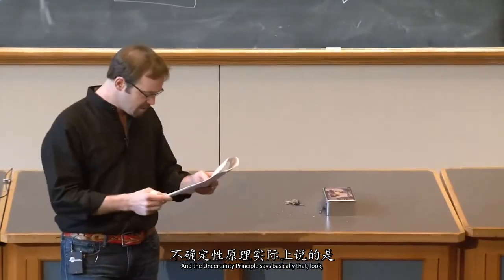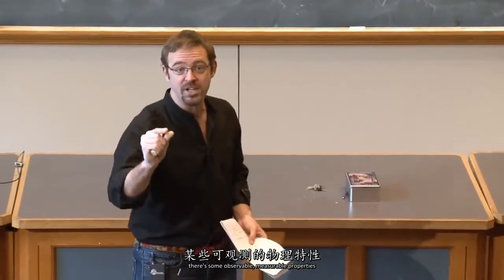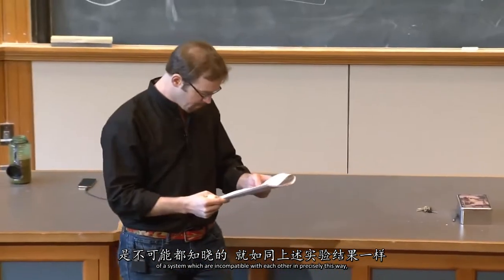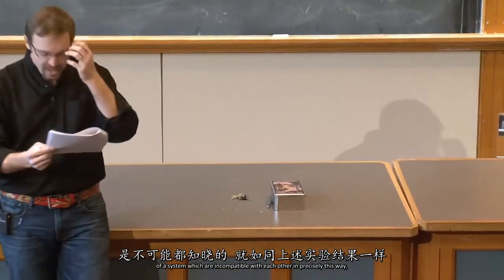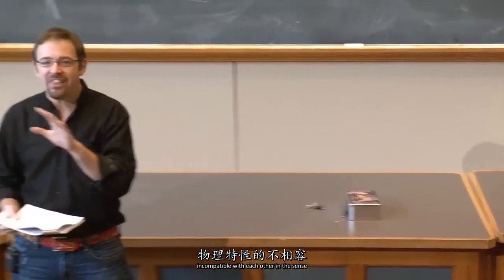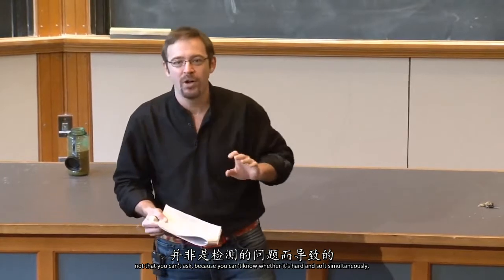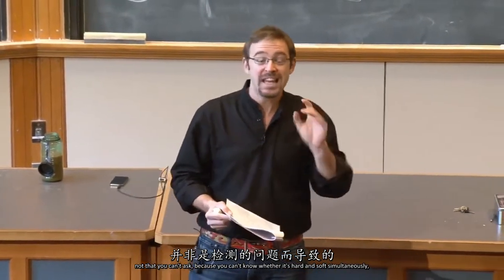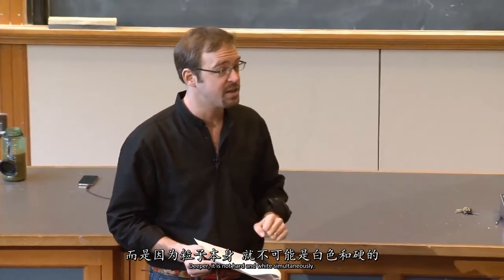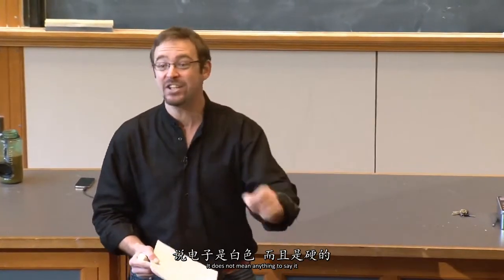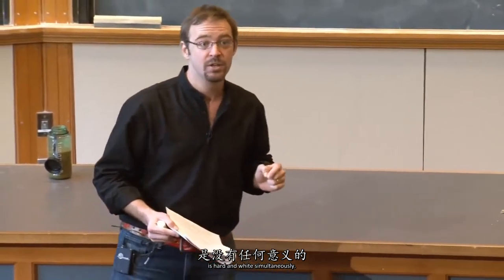And the uncertainty principle says basically that, look, there are some observable, measurable properties of a system which are incompatible with each other in precisely this way. Incompatible in the sense not that you can't know whether it's hard and soft simultaneously. Deeper, it is not hard and soft simultaneously. It cannot be. It does not mean anything to say it is hard and white simultaneously.